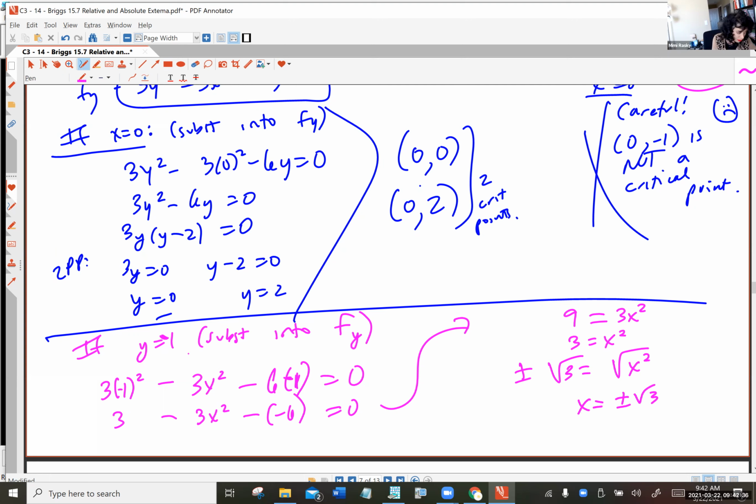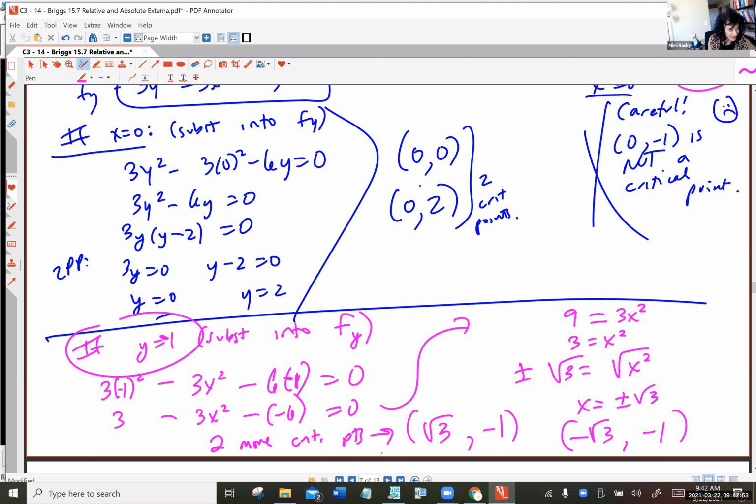What does that mean? Well, remember we were testing when y was -1. So when y is -1, there are two possibilities for x: square root of 3 or negative square root of 3. So we have two more critical points. Oh my God, there are so many. Ugh, do we have to test all of these? Yeah, you're going to have to test them all.